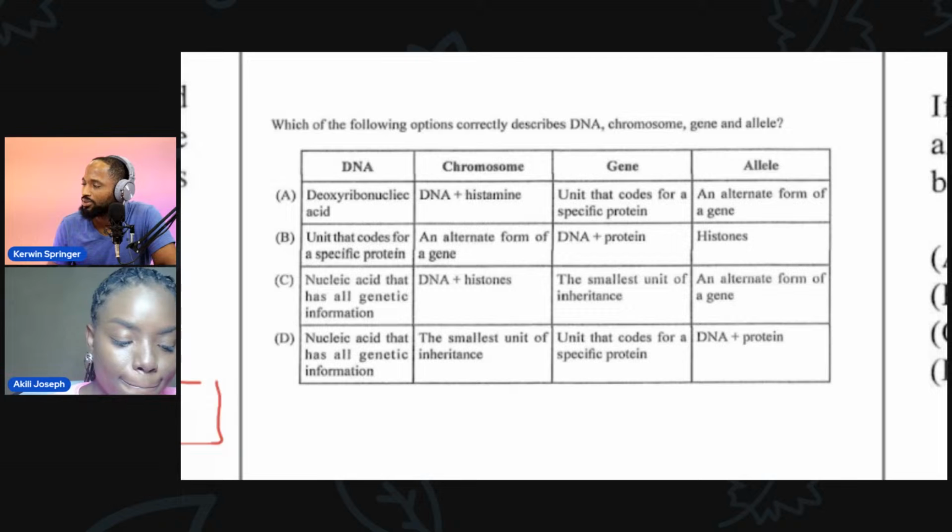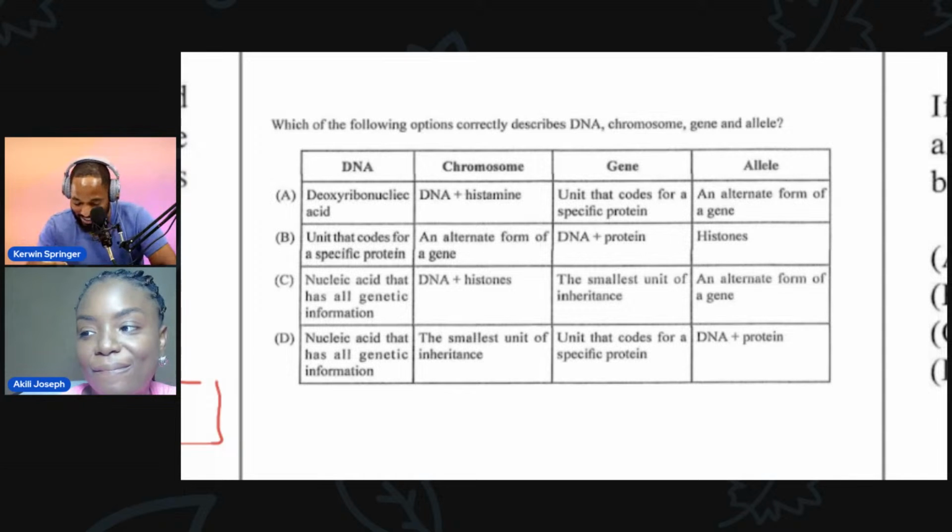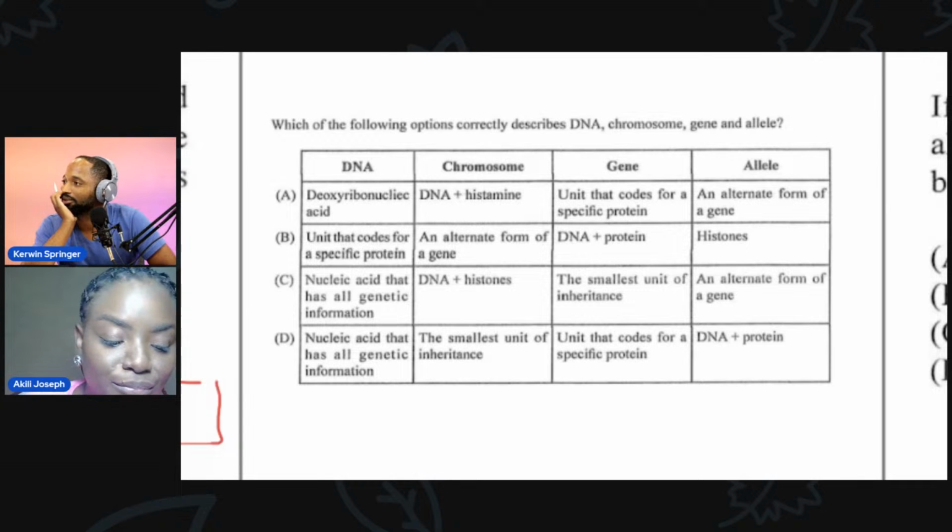Chromosome, gene, and allele. I don't think I can get this one correct, and I might have to guess, believe it or not. The key here is describes. So everybody in the chat is saying A.